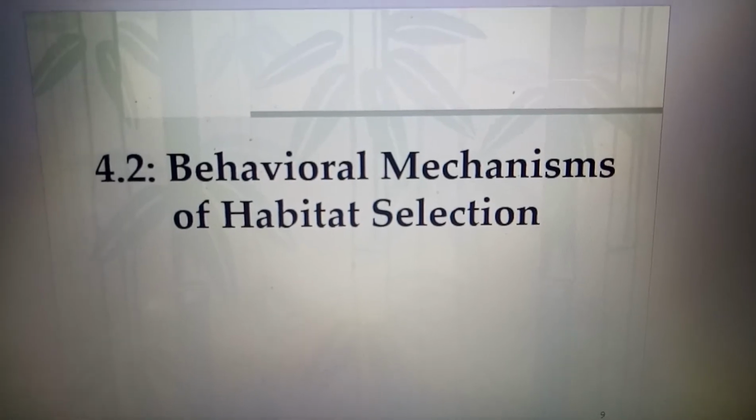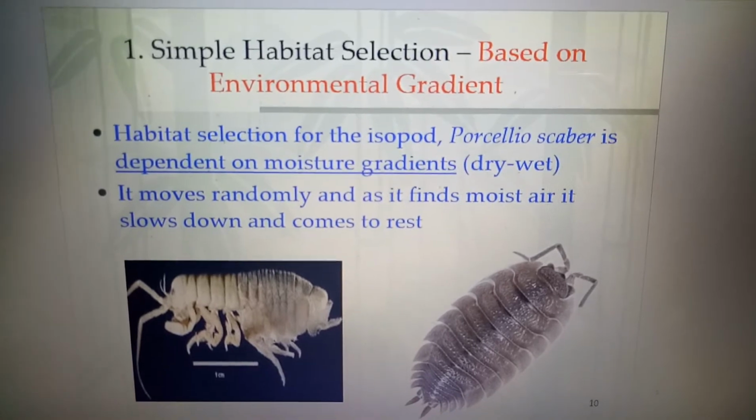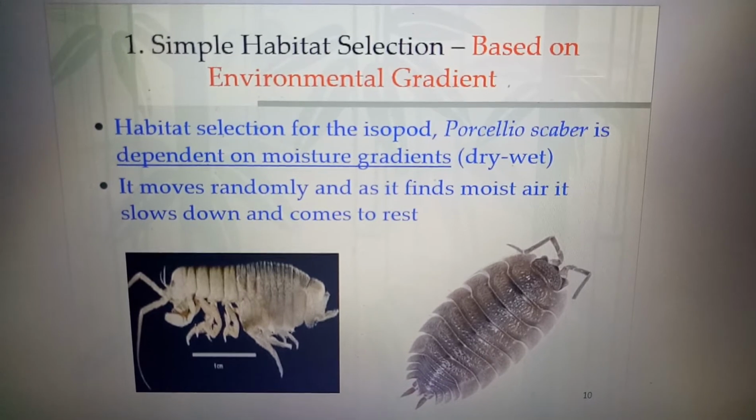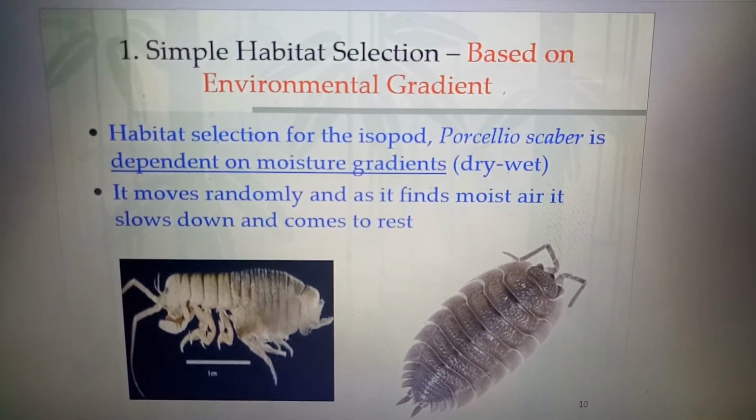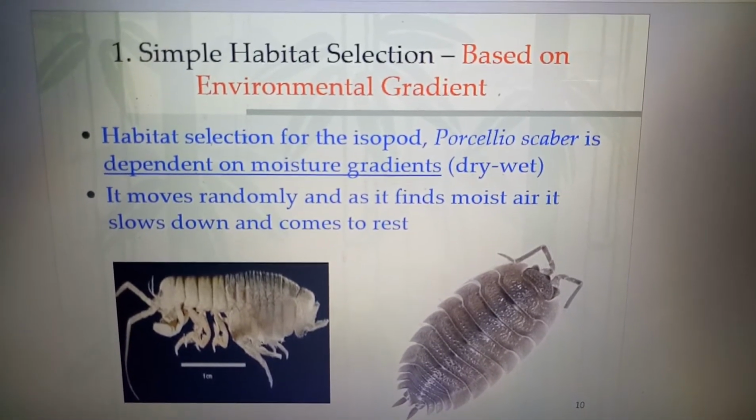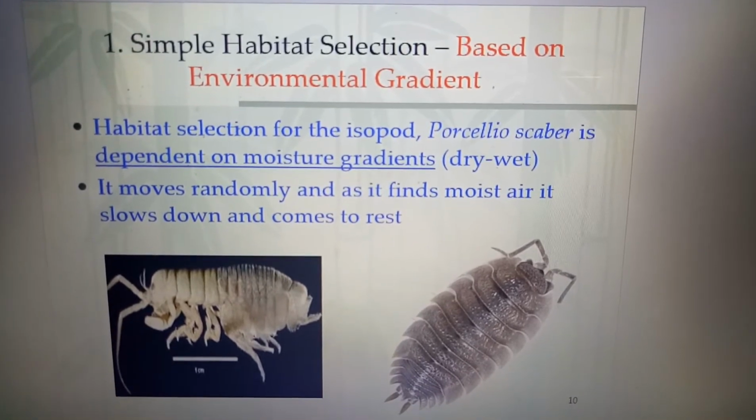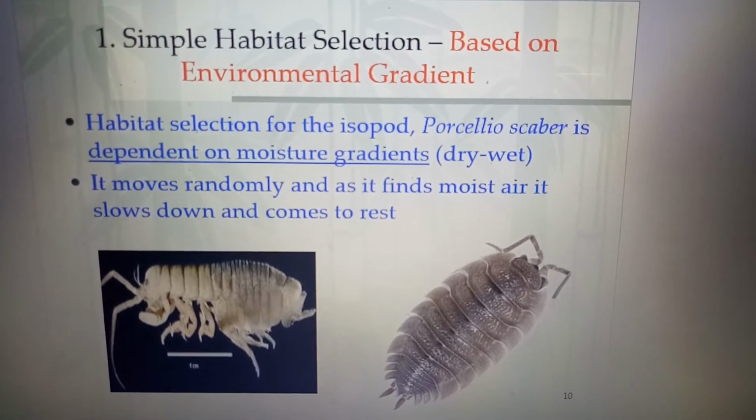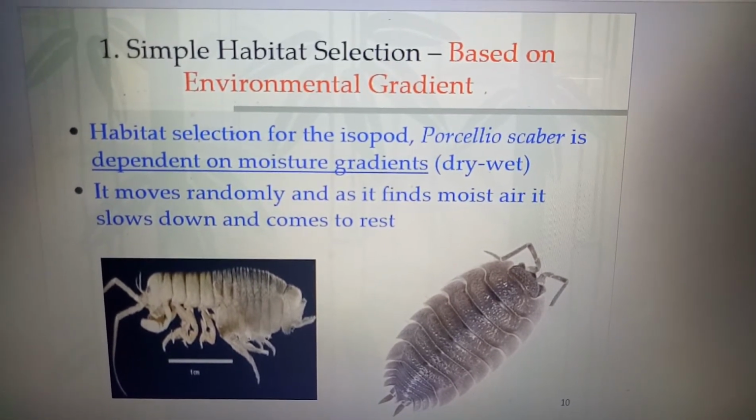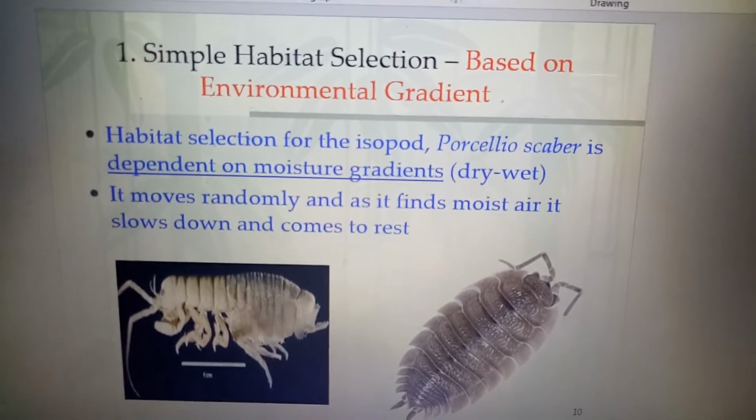Okay, they are very different, habitat selection between animal and plant. Okay, behavioral mechanism of habitat selection. So now we take a look one by one at an example. Simple habitat selection based on environmental gradient. This is habitat selection for the isopod, scientific name Porcellio scaber. They actually depend on the moisture gradient, dry and wet. Okay, it moves randomly, and when it finds moist air, it slows down and comes to rest. So this is their simple habitat selection based on environmental gradient.